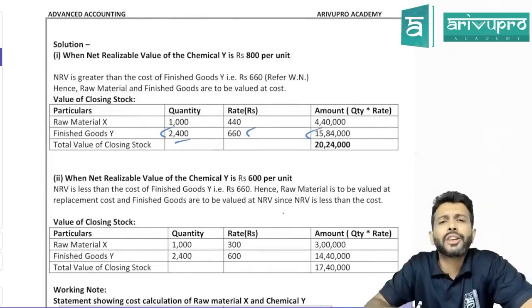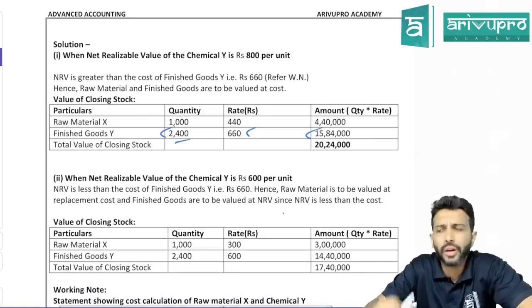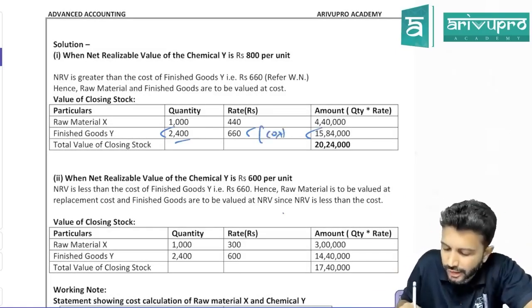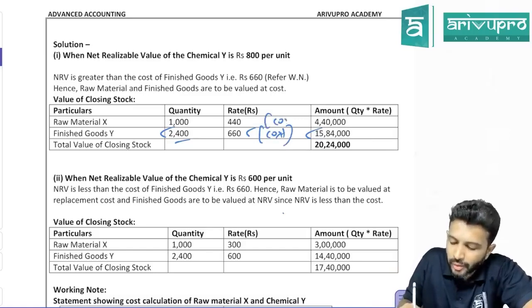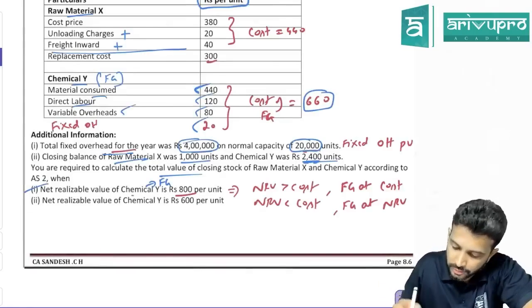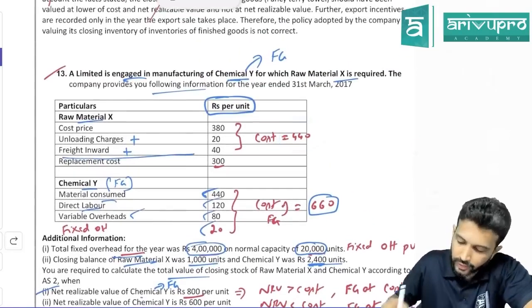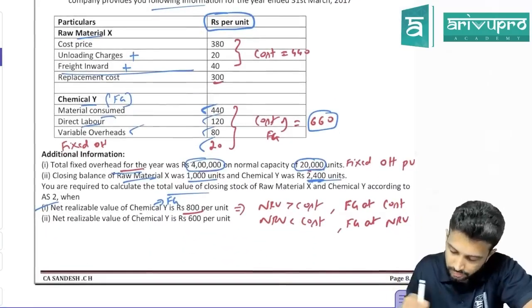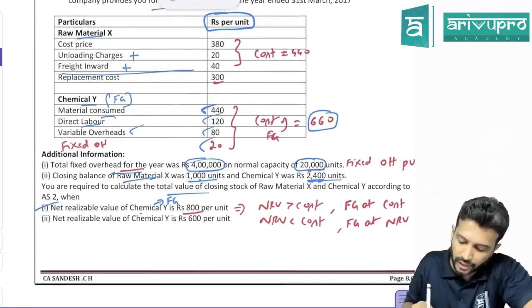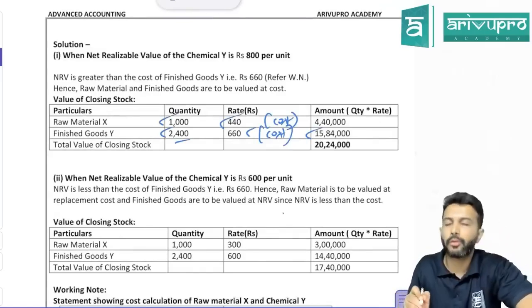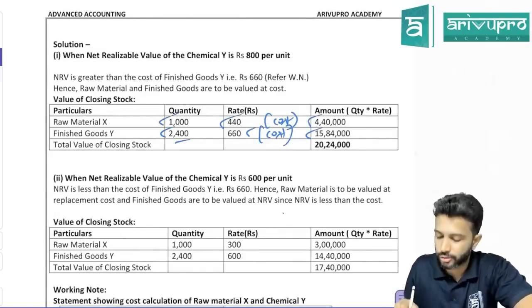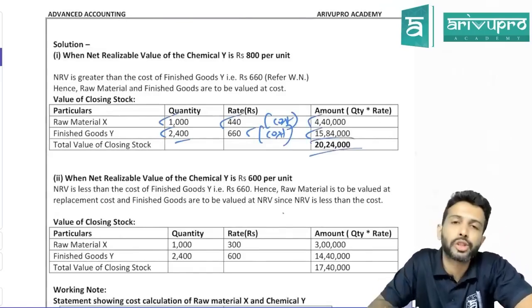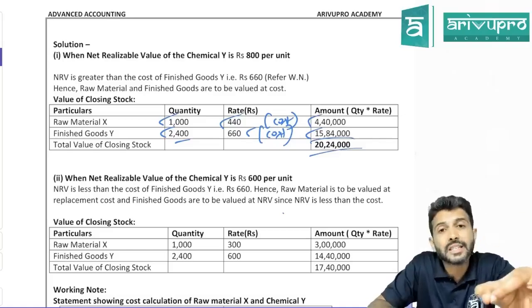Sir, if finished goods valuation is done, raw material I don't have to break my head. How am I valuing finished goods at? Cost. So raw material also will be valued at cost. What is the cost of raw material, sir? 440. So 440 for 1 unit. How many units of raw material we have? Somewhere they told. 1000 units. For 1 unit, 440. For 1000 units, 4,40,000. So total closing stock will be this much. Done now. This is in case 1.